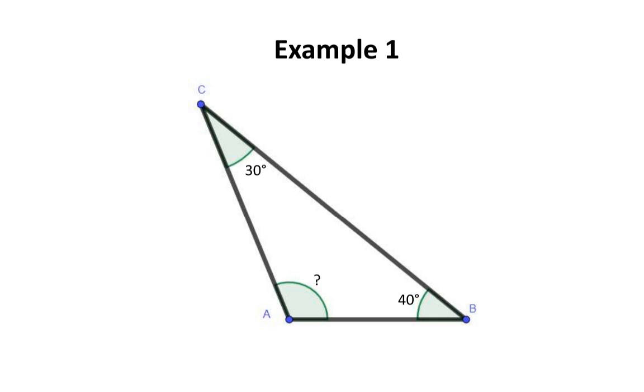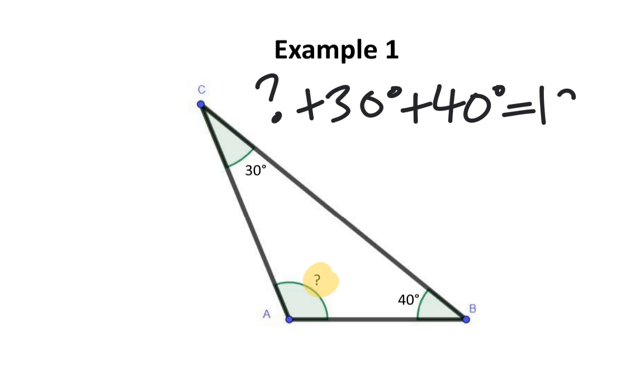In our first example, we need to figure out the measure of this unknown angle. We know that the interior angles of any triangle should add up to 180 degrees. Therefore, we can make an equation to represent this. The unknown angle plus 30 degrees plus 40 degrees should equal 180 degrees.